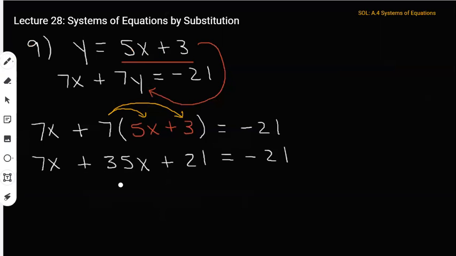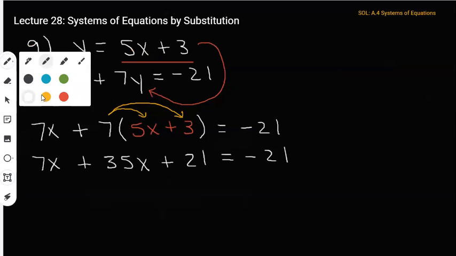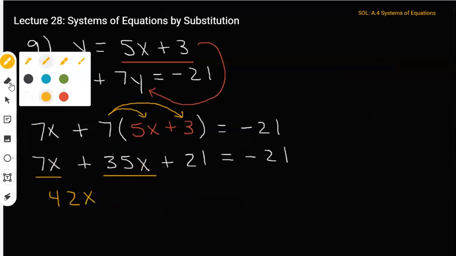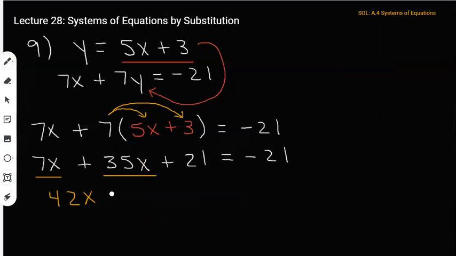Okay, so what you'll notice is we have like terms again. We got this 7x right here. I'll underline it. And we have a 35x that I will also underline. These are like terms because they both end with an x, right? And we can put them together. So what's 7x plus 35x? 42x, good. And everything else stays the same. So we still got the plus 21 equal to negative 21.